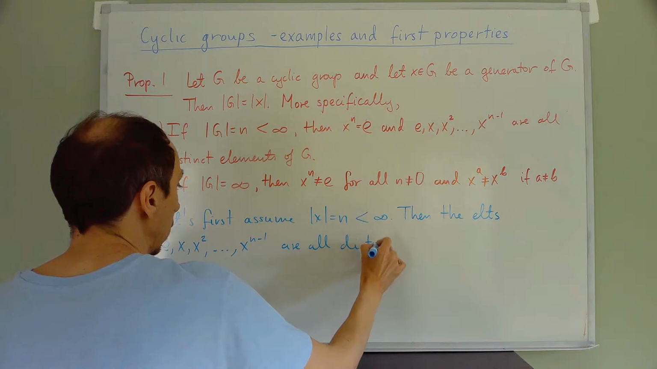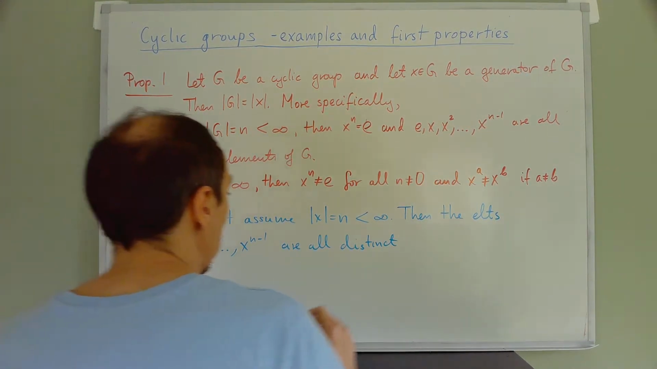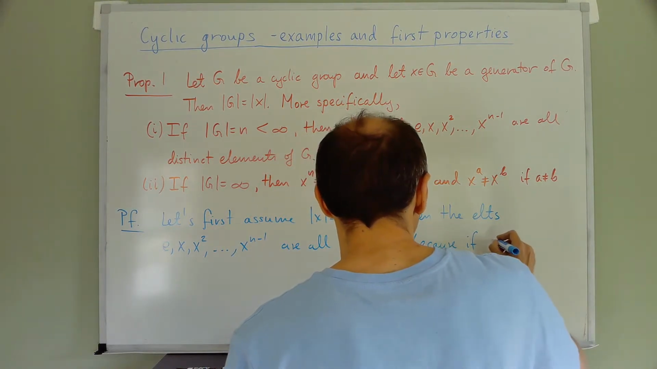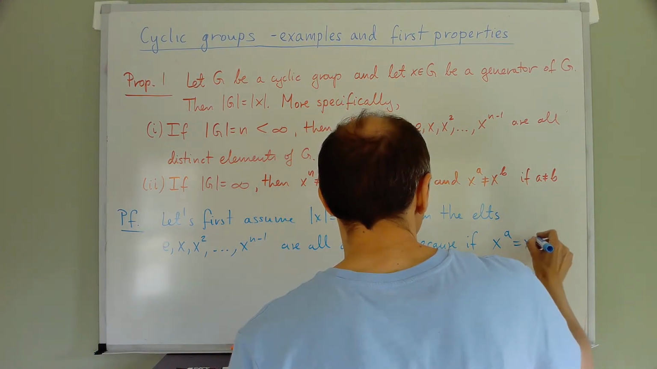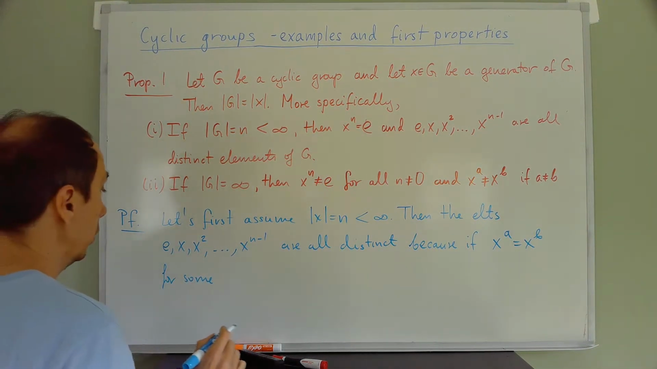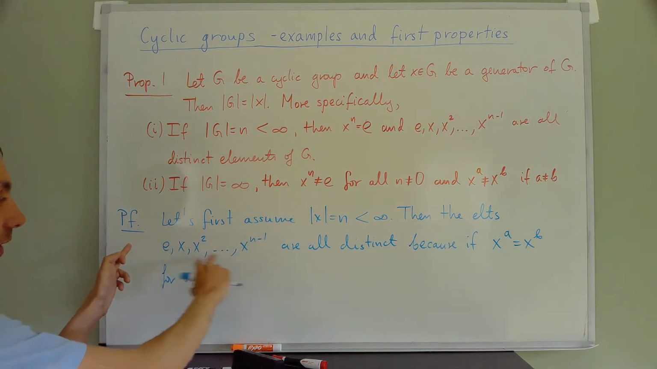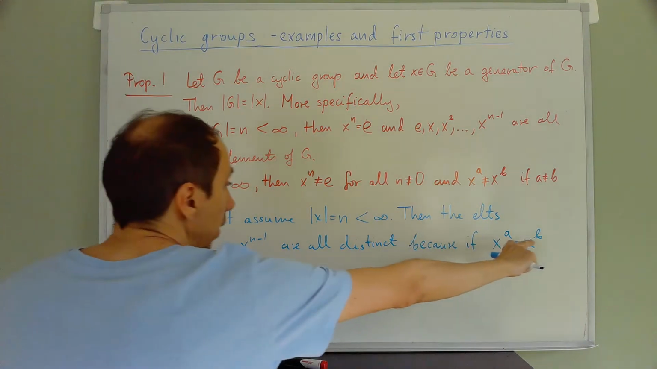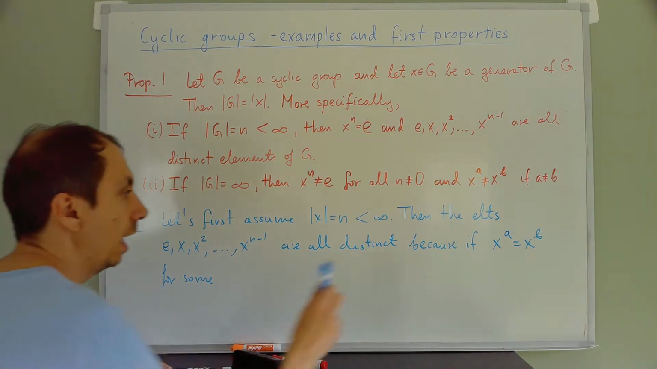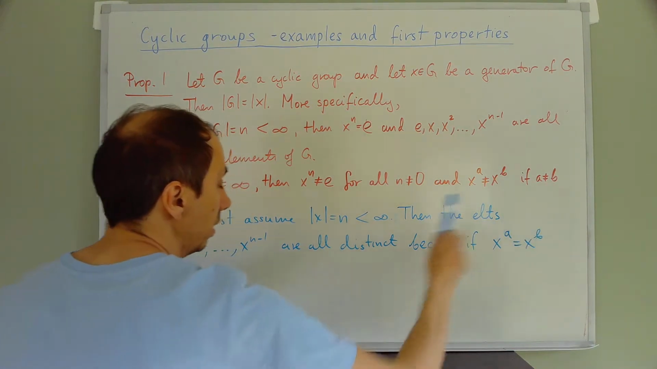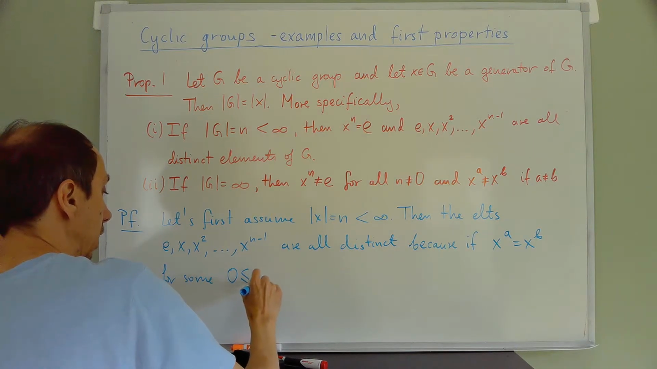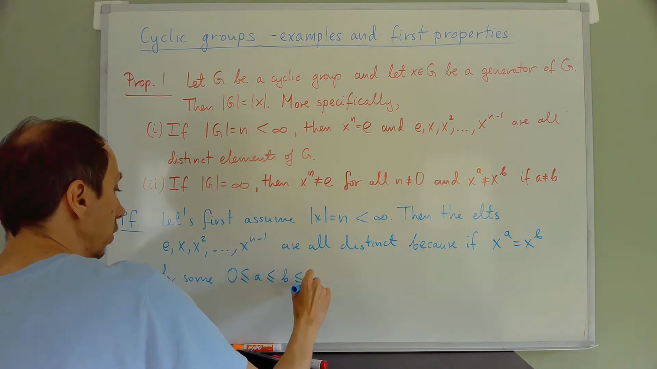Why is that? Because if two of them were the same, that means some of these, right? If I say that some of these are the same, then a and b are between the 0th power and the n minus 1st power. And of course, without loss of generality, I can assume that a is less than or equal to b. So for some a less than or equal to b, less than or equal to n minus 1.